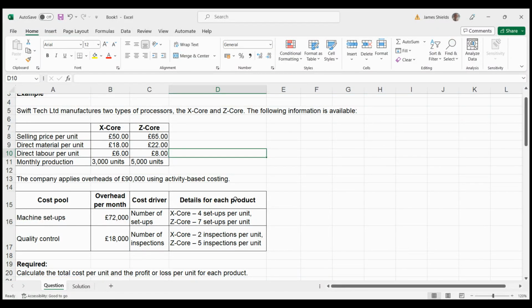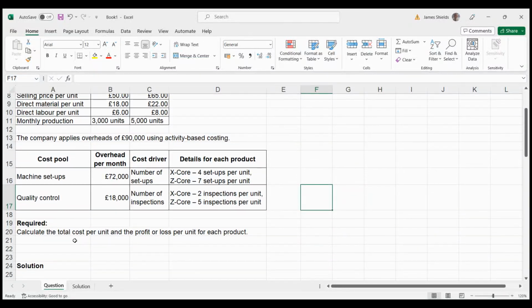Now the details for each product. Machine setups, product X core has got 4 setups per unit, and Z core has got 5 setups per unit. And for quality control, X core has got 2 inspections per unit, and Z core has got 5 inspections per unit. So that's all the information we're given. Now it says required, calculate the total cost per unit and the profit or loss per unit for each product.